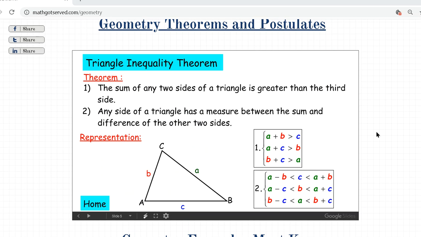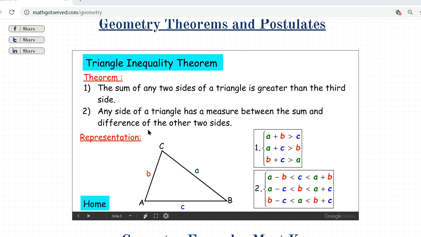Now, if you notice, there are 2 parts of the triangle inequality theorem. We're going to be using both of them in the examples we're working on today, okay? The first one basically states that the sum of any 2 sides of a triangle is greater than the third side. So consider this triangle right here with sides A, B, C. If I add any 2 sides like A plus B, it's going to be bigger than the third side C. A plus C is going to be bigger than B, and B plus C is going to be bigger than A, okay?